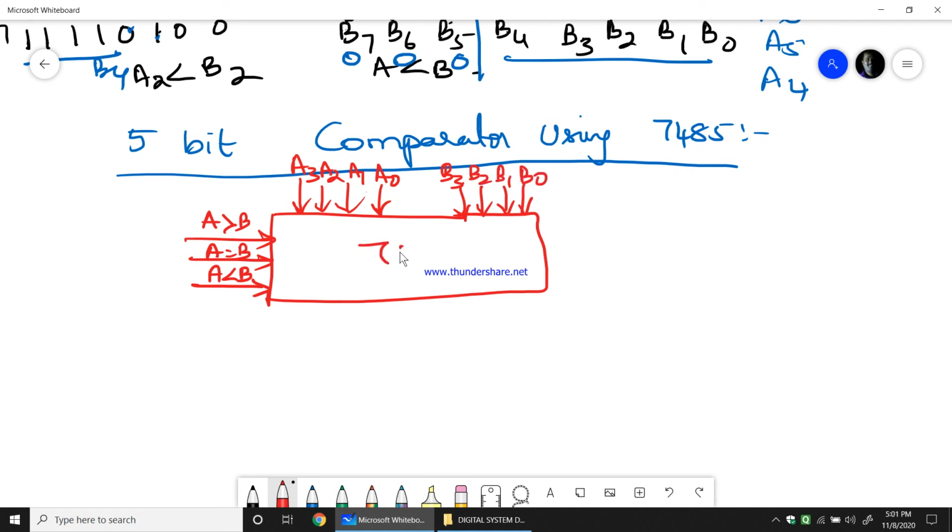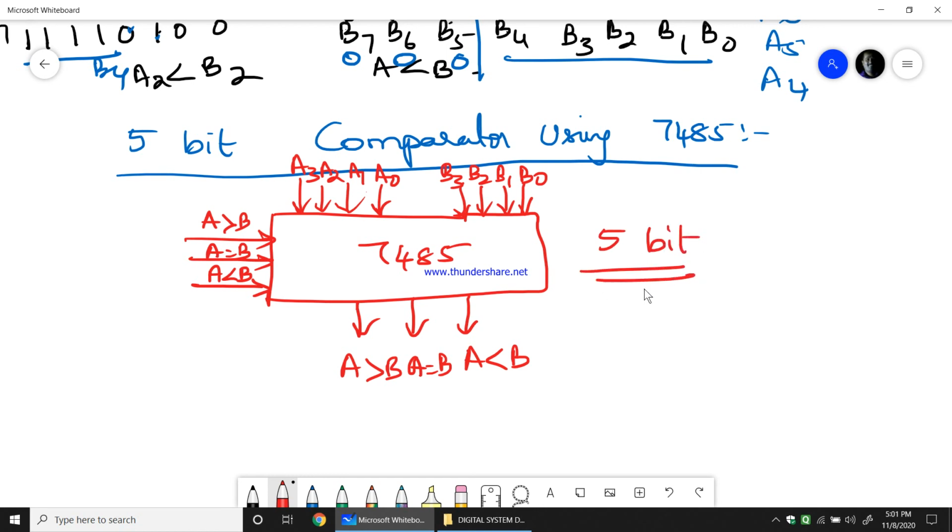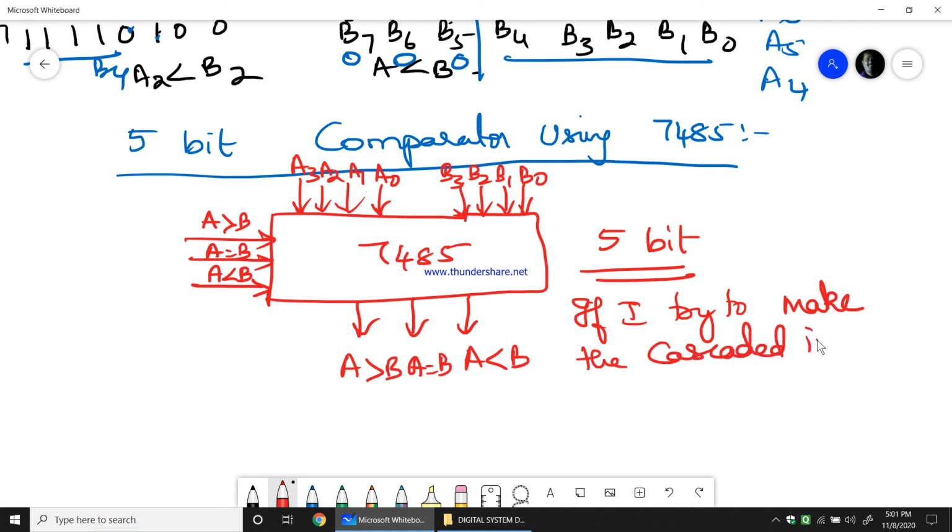So 7485 has already given me 4 bits. Okay, I need one more bit so that it can behave as a 5-bit comparator. I need one more bit here so that I can make this 7485 work as a 5-bit comparator. How to do that? If I try to make the cascaded inputs behave as the 5th bit in the 5-bit comparator.